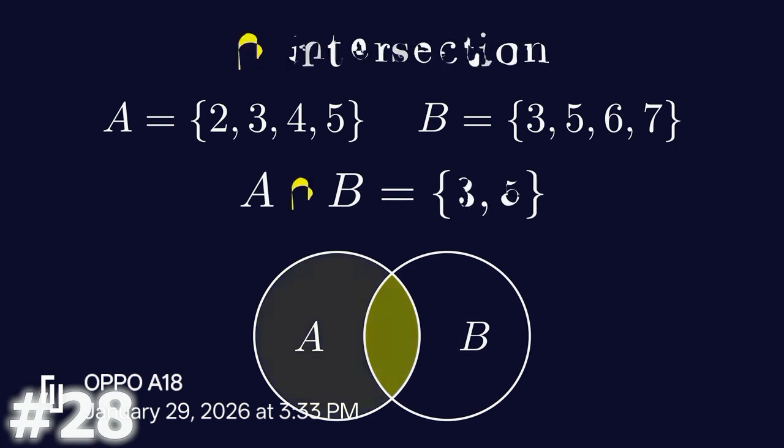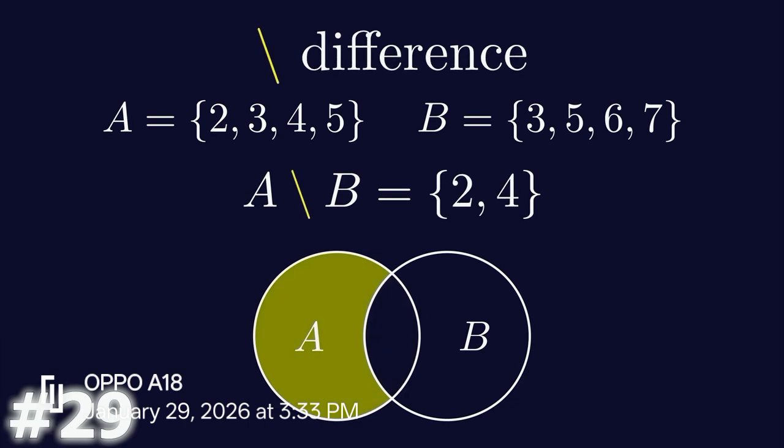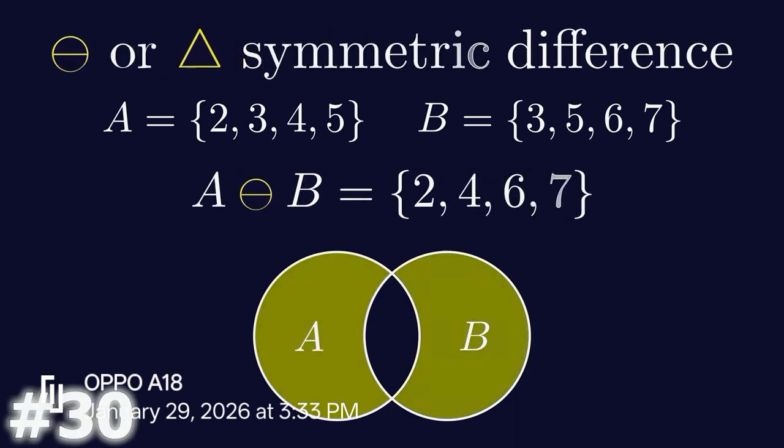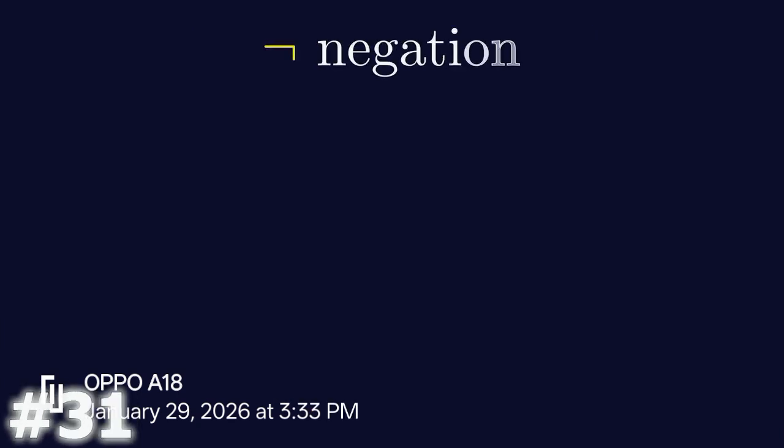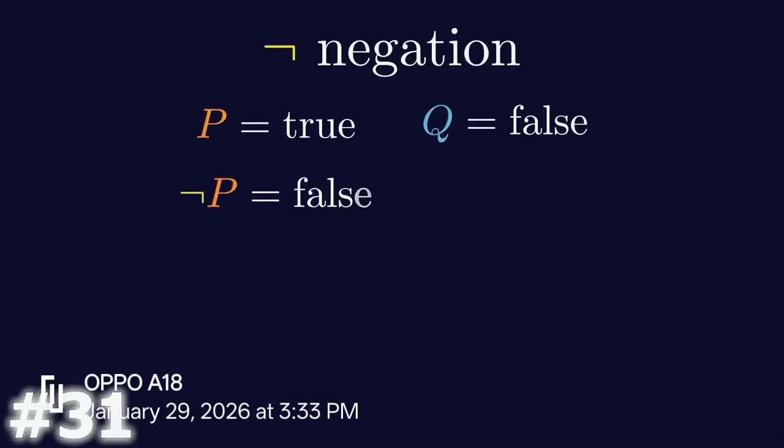Set difference is denoted by a backslash. The result of this operation is a set which contains all elements of the first set that are not in the second set. Symmetric difference can be denoted by a triangle or a circled minus. The result of this operation is the set that contains all elements that belong to exactly one of the two sets. Negation symbol is used in logic to indicate the opposite of a statement.